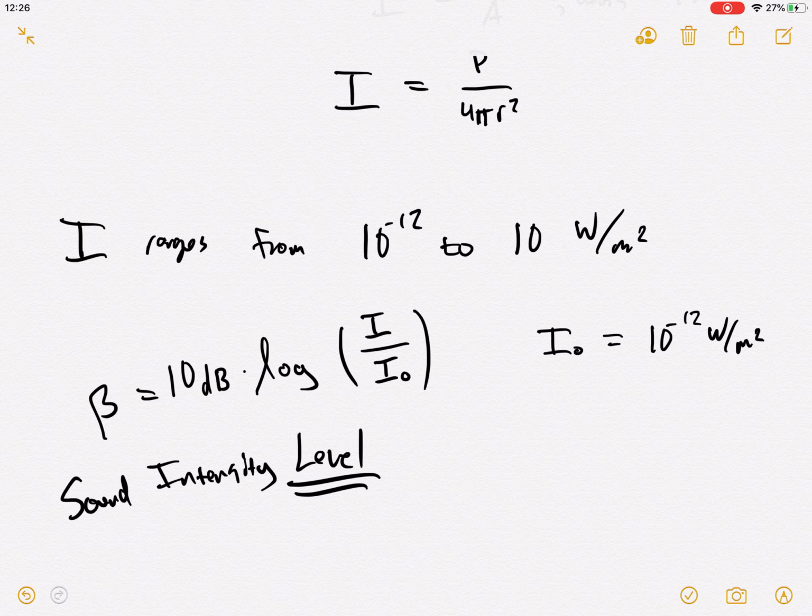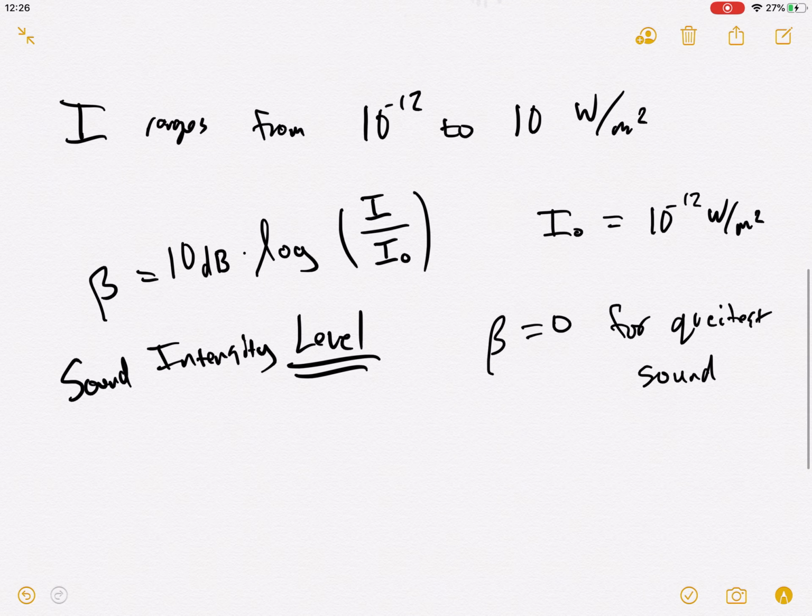Well, when you plug in I naught, so beta at I naught, you're taking a log of I naught divided by I naught, so that's a log of 1, which is 0. So the quietest thing you can hear, 10 to the minus 12, is the threshold of human hearing. Beta is 0. That's great. So beta equals 0 for the quietest sound that we can hear. So this is based on humans.